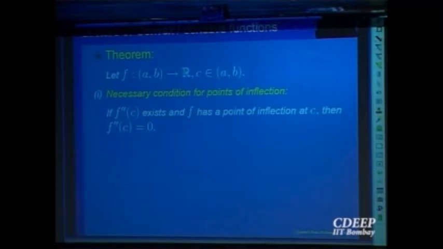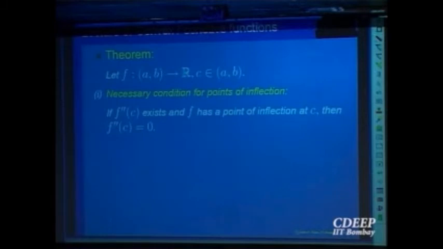It is something similar to points of local maxima and minima. The first derivative should be equal to 0. Those are the possible points of local maximum and local minimum. So this theorem is useful in the sense that if you want to locate possible points where the function could have points of inflection, then look for the points. If the second derivative exists, put it equal to 0 and solve it. That will give you possible points where the function can have points of inflection. But still you have to test whether it is a point of inflection or not.